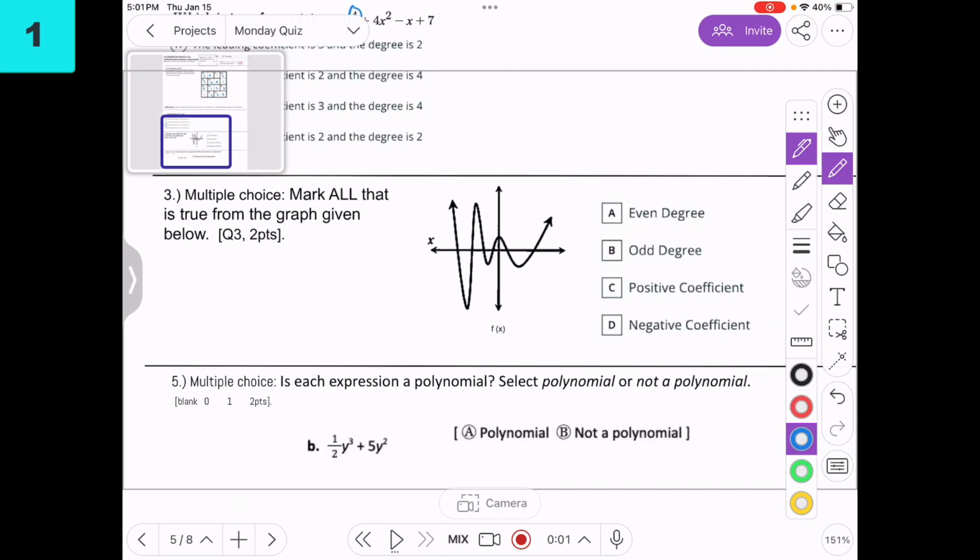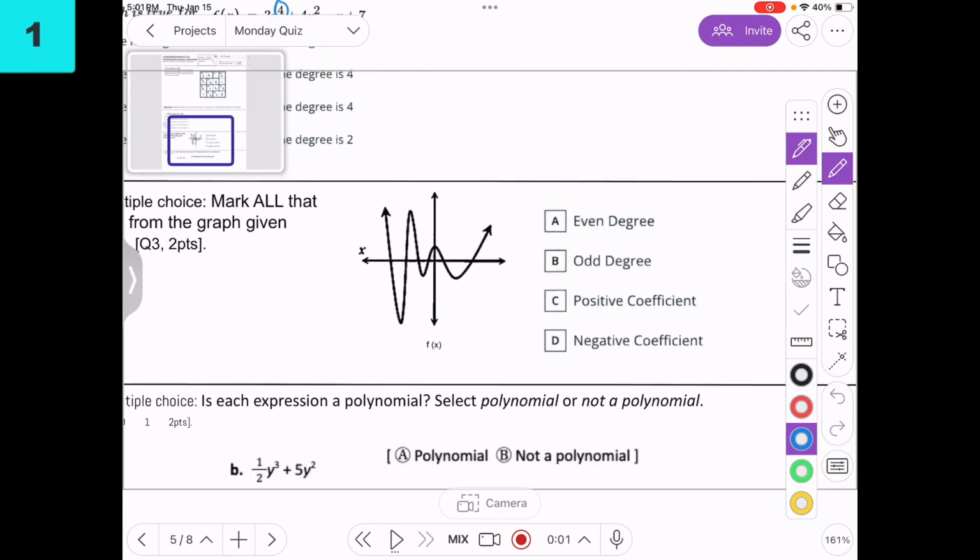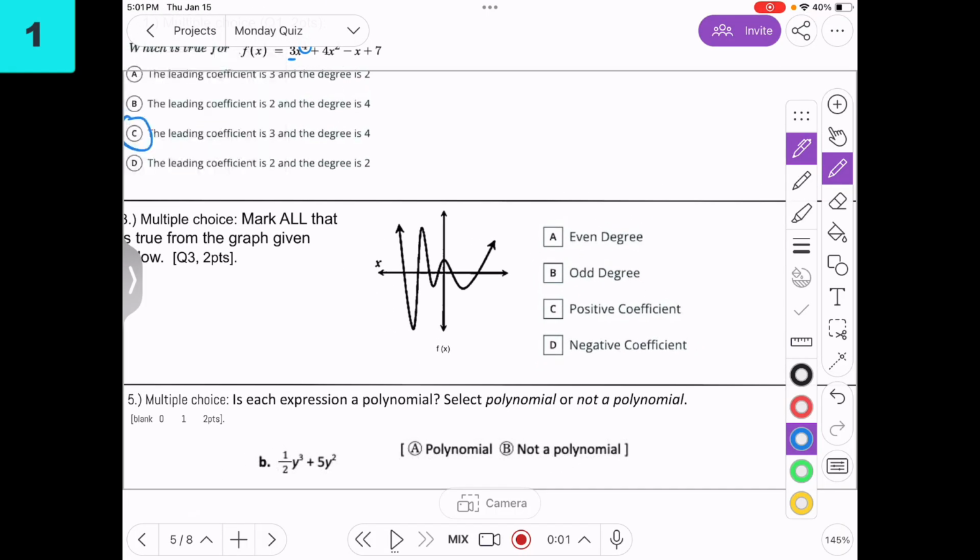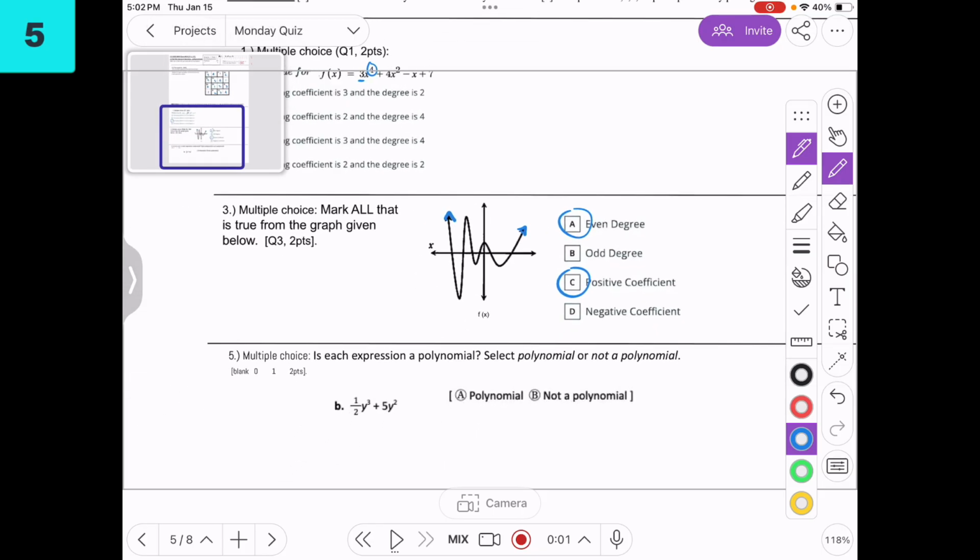Next up, we have this example where I notice that my end behaviors are the same. Whenever you have the same end behavior, that's an even. But in this case, we know that it's a positive even, because my end behaviors are both going up. So because of that, I can actually select both of these, even and positive coefficients.